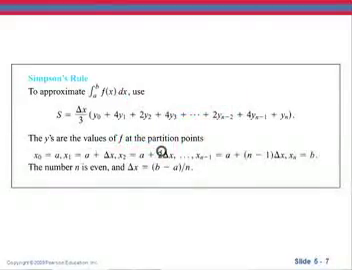Now here's the formula to approximate the integral from a to b of f of x dx. Notice you've got delta x again, which is the length of your interval divided by n. The difference here between this and the trapezoidal rule is this is a 3, but then notice how it goes. Your endpoints, and then it goes 4, 2, 4, 2, 4, 2, and they alternate between 4s and 2s in the middle. Okay?